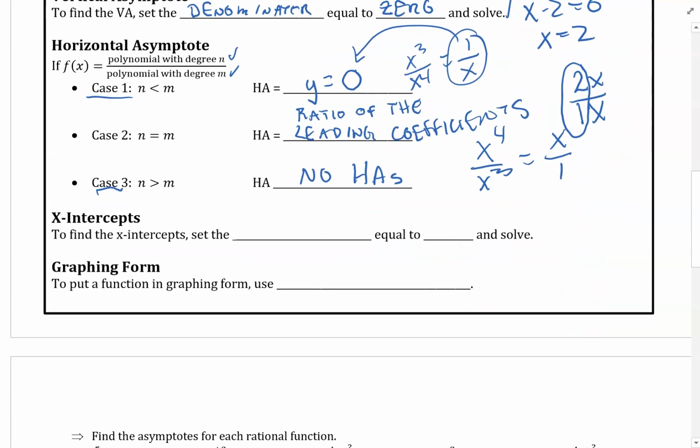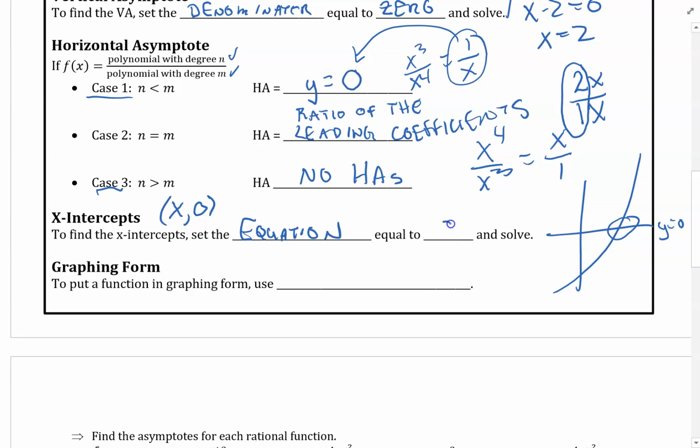X-intercepts. By the way, x-intercepts are an x value and then y equals 0. So it is where a function crosses the x-axis, and it crosses the x-axis where y equals 0. So to find the x-intercepts, we set the equation, the y value, the output, equal to 0 and solve.